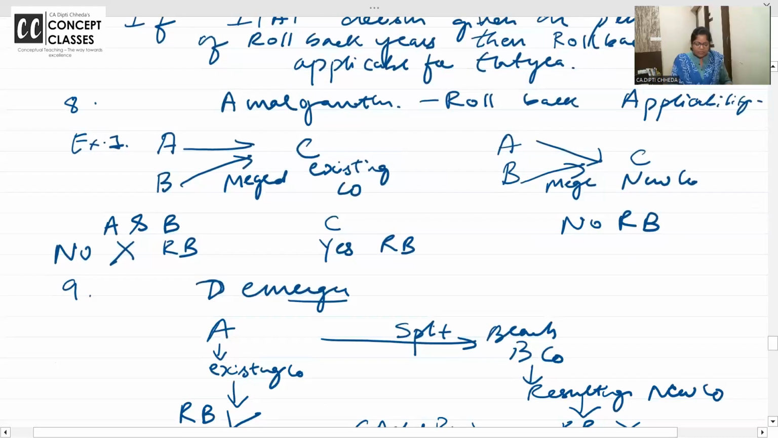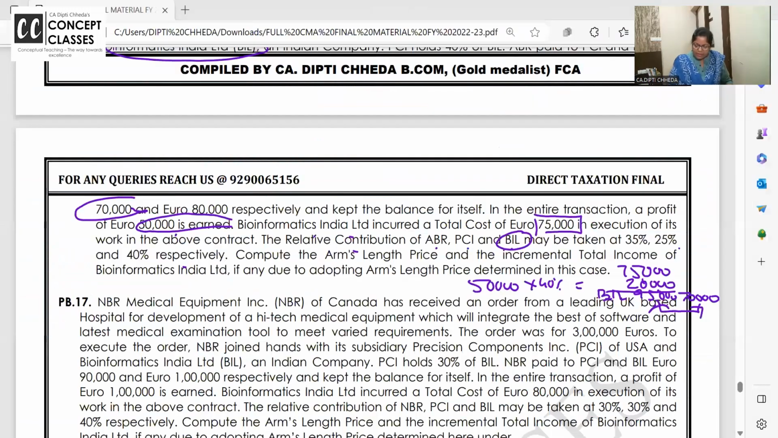C, in amalgamation, A and B are merging with C. So for A and B, no rollback. C, yes, A and B are merging with C, which is not an existing company, it's a new company. So none of them can go for rollback.